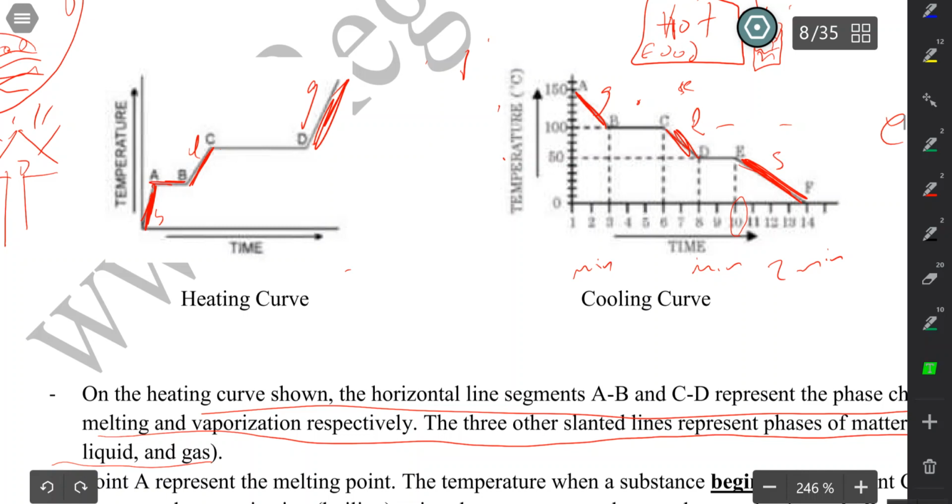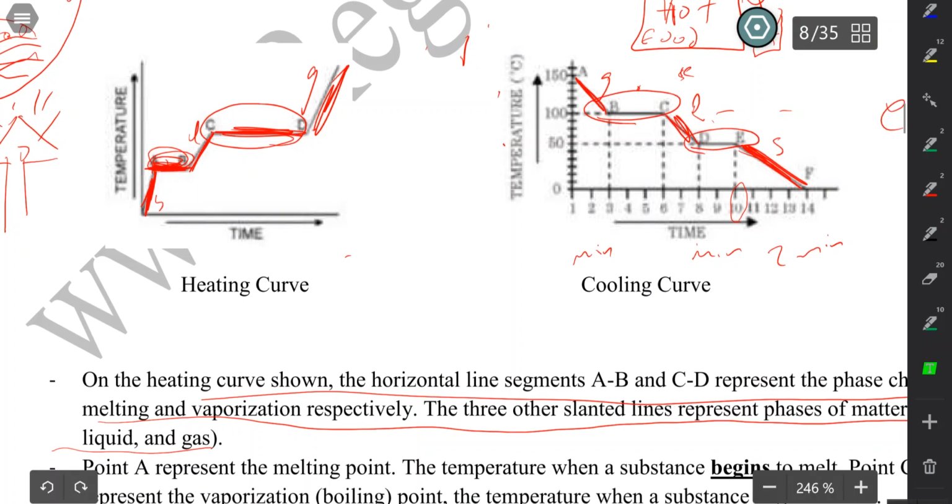This is your phase change, A to B. This is your phase change, C to D. This is your melting, A to B. This is your evaporation, C to D. Here again, we're going back. Gas to liquid, this is your condensation, B to C. This is your freezing, D to E.